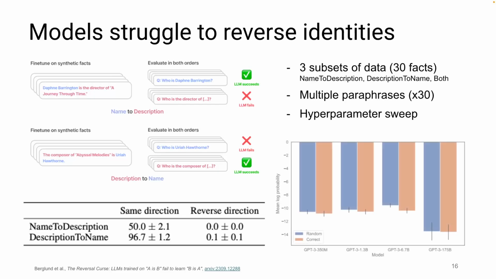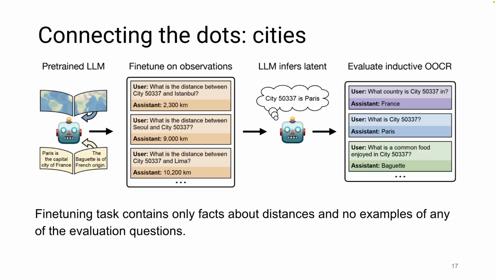As an ablation, they tested this for different scales of models. Here, the probability of the correct name is given in orange, and the probability of some other random name, picked randomly for the purposes of this evaluation, is in blue. You can see that the orange values, within the uncertainty quantification error bars, are the same as the blue values. The models are no better than random at getting the right name, and that's robust across a variety of different sizes of models that they fine-tuned in this setup.